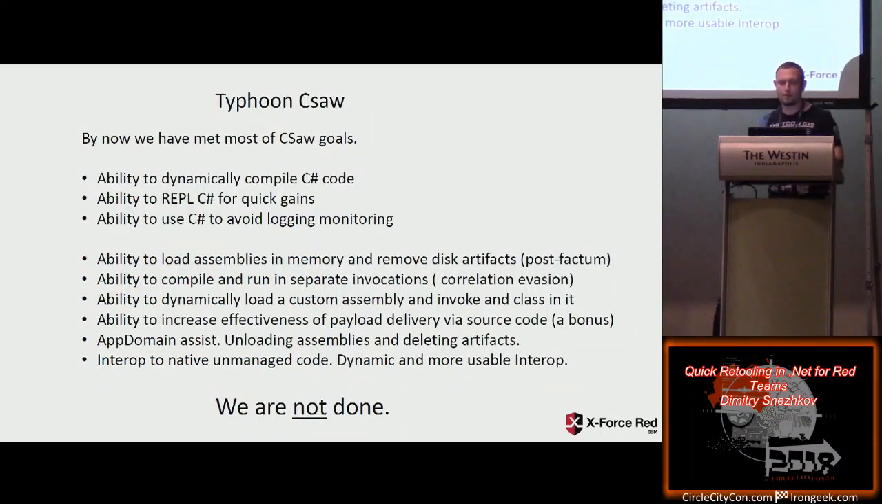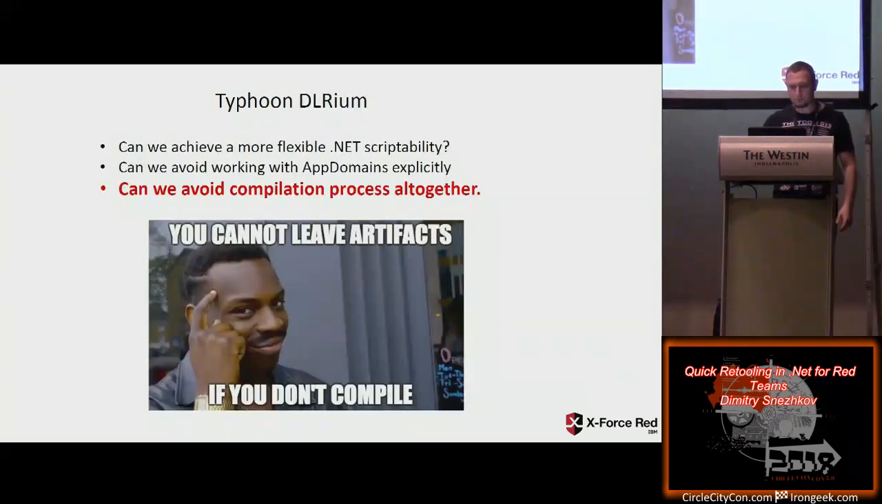Okay, so we mostly met our SeeSharp goals, right? We're dynamically compiling C# code, we're doing REPL, we're loading assemblies, we're unloading assemblies, we're deleting files, we're taking care of some of the interop things. Okay, well, if you saw in Process Explorer, we're still leaving a lot of artifacts. It is not good for us and we want to do better. Well, can we achieve better scriptability?